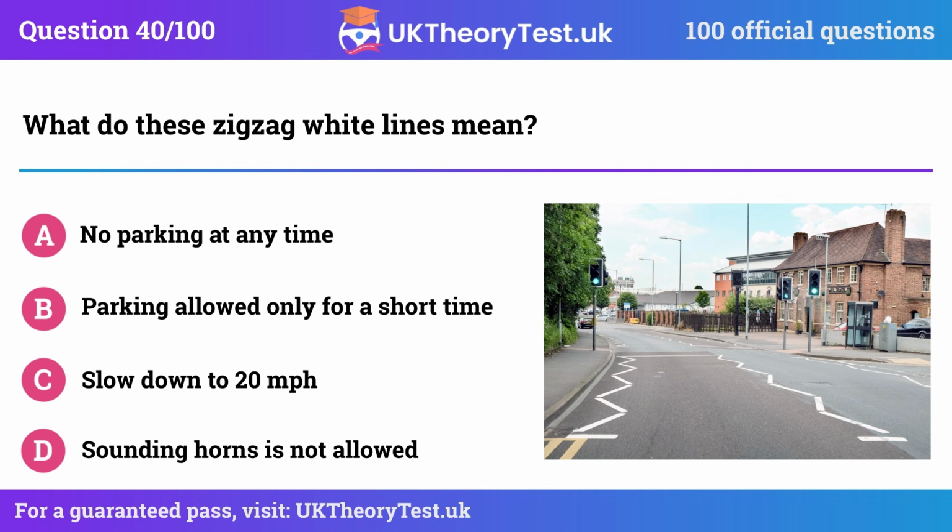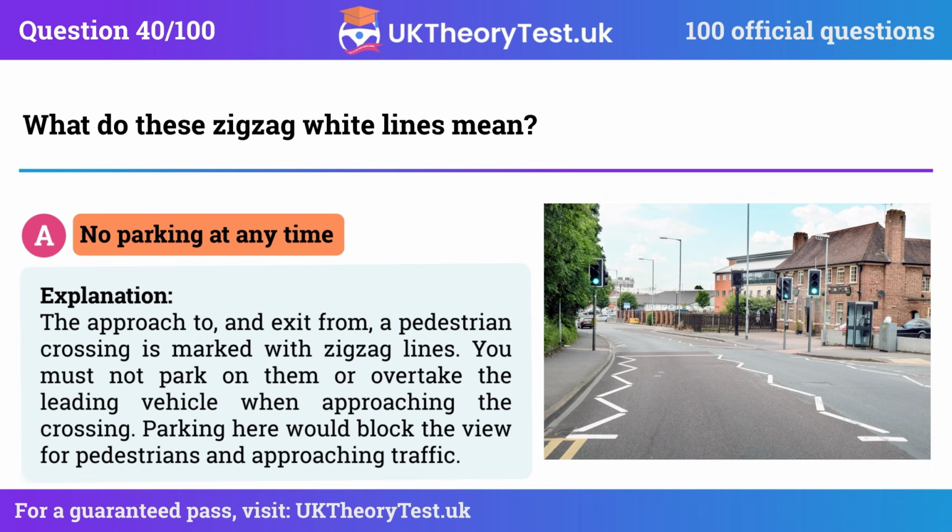The correct answer is A. No parking at any time. Explanation: the approach to and exit from a pedestrian crossing is marked with zigzag lines. You must not park on them or overtake the leading vehicle when approaching the crossing. Parking here would block the view for pedestrians and approaching traffic.